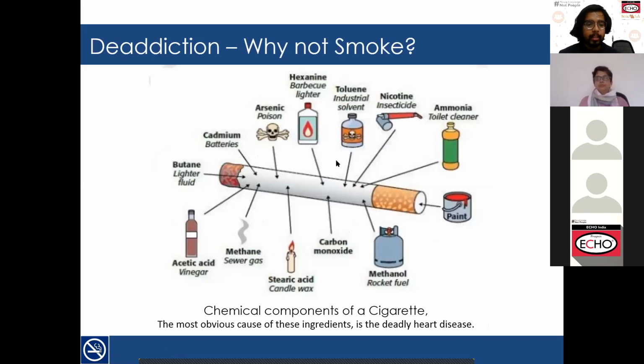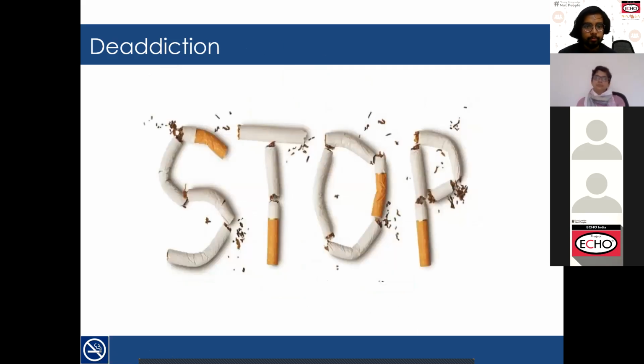This is a slide that will tell our workers what sort of chemicals are in a cigarette. For example, chemicals found in lighter fluid, batteries, poison, barbecue lighter, industrial solvent, insecticide, toilet cleaner, paint, even rocket fuel and carbon monoxide. When you tell them that these are present in a cigarette, we hope they will be taken aback by the kind of chemicals present, and that would create an impact on their addiction.